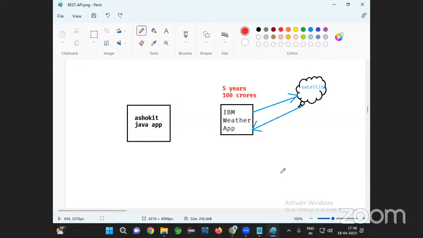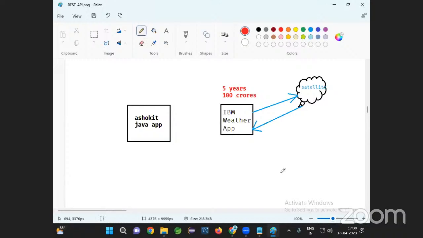Dealing. I need to have a dealing with the IBM people. I will meet the sales team of IBM. Guys, recently I came to know about your weather forecasting application. You spent 5 years and 100 crores. Congratulations, your project is a success. I also have the same requirement, but I don't have that much time. I don't have that much money to develop a project to communicate with the satellite. But I need this functionality in my project.